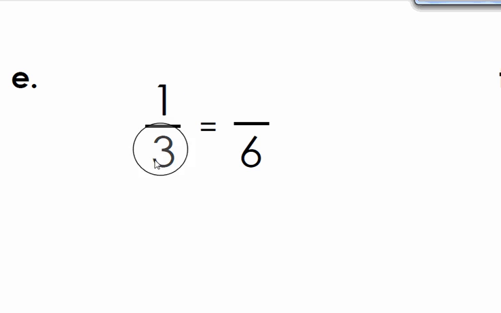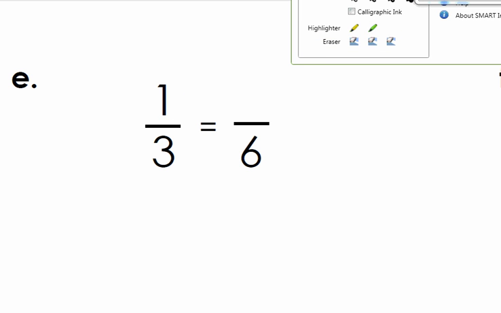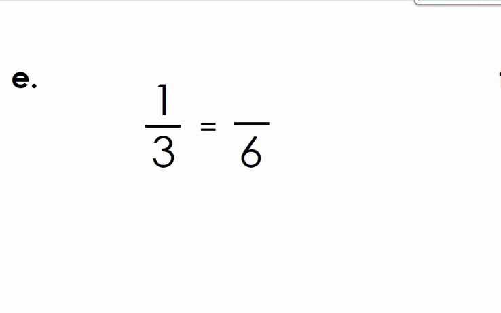What else could I use? Subtraction? 3 minus 1 gives me 6? Nothing. So 3 divided by, no. Yeah. So 3 times 2 gives me 6. Whatever I do to the bottom, I do to the top. So what's 1 times 2? 2. So my answer to the top goes here.